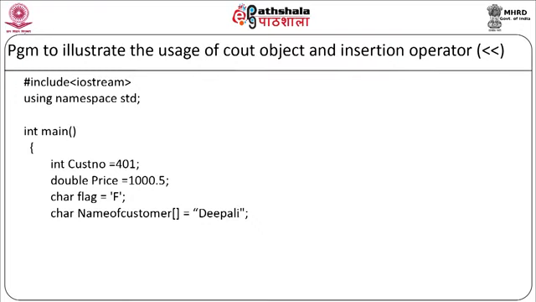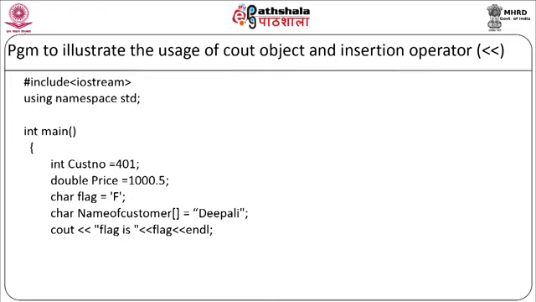So here we are trying to take the variable of each and every built-in data type as integer, double, character and character array. Now we will display the message to the user on the screen as cout, the text "flag is", the value of the flag, endl. Just look at this particular cout statement. It is displaying the message "flag is" in double quotes and the value of flag.